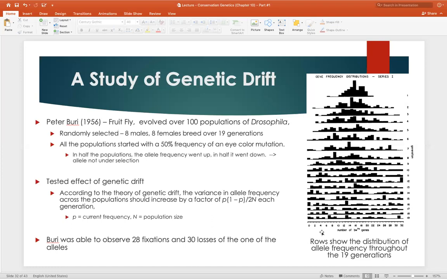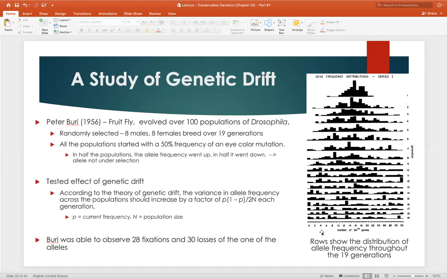When he made this observation, he returned those 16 individuals in total back into the population. The idea here was that he allowed those individuals to freely breed with one another, and then he observed the results in the next generation.